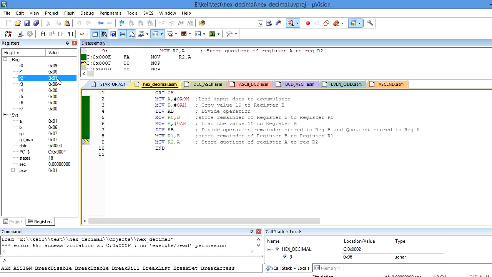If I take A9H as an example, if you convert A9 into a decimal value, that is equivalent to 169. So that is what we stored in the registers R0, R1 and R2. So this is the program we are going to use to convert the hexa value into a decimal value using an assembly program in the 8051.